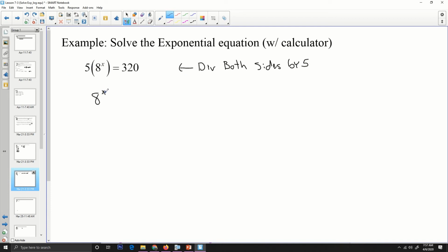And so that'll give me 8 to the x is equal to, well, if I go 5 divided into 320, 5 goes into 32 6 times with 2 left over, so I've got a 2, and then 5 goes into 20 4 times. And this one's going to come out to be equal because we can clearly see that 8 to the x is 64. 64 is a perfect power of 8. But let's use a calculator anyway. So we're going to say take the ln of both sides.